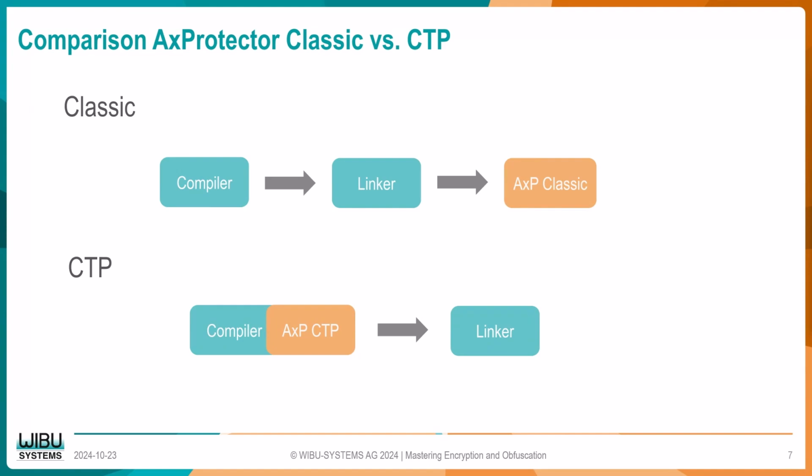AxProtector CTP is, as Axel mentioned, a plug-in in the compiler. And AxProtector CTP works in the same step. So when you compile your software, AxProtector CTP already obfuscates your application and maybe encrypts part of your application, which I'm sure Axel will explain, and then the linker will build the final executable. So the big difference is the step where it is included.